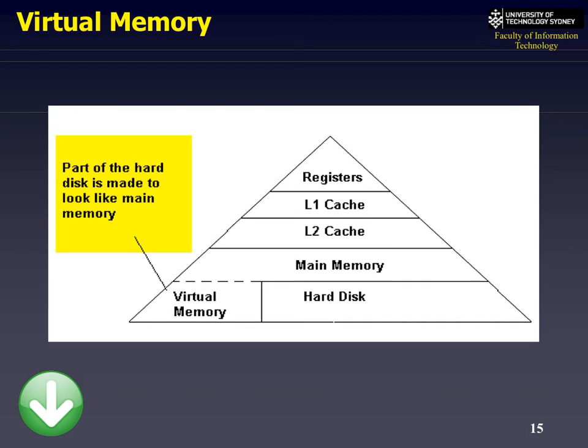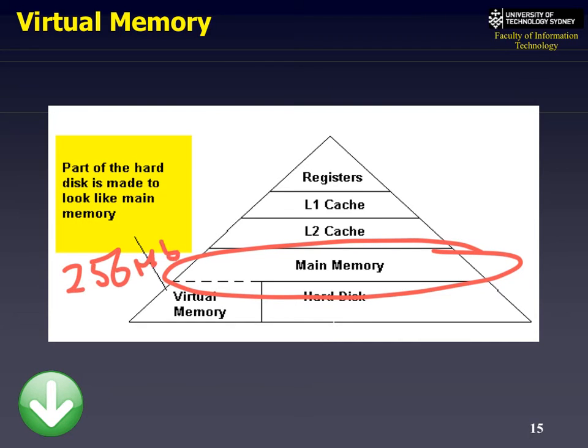And here's another way of looking at it. This is our main memory, which in our old example was 256 megabytes. We can take a chunk of the hard disk, say 1.5 gigabytes, to pretend that it's actually physical memory.